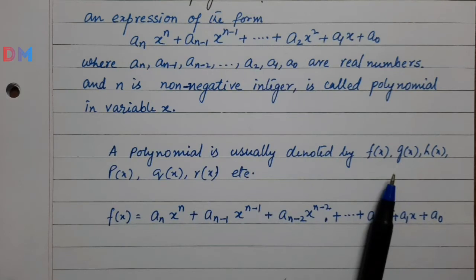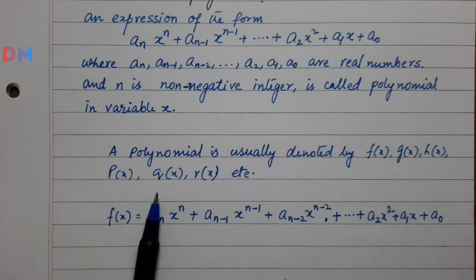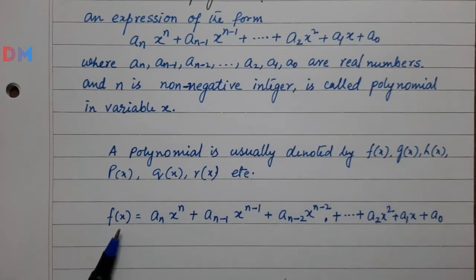A polynomial is usually denoted by f(x), g(x), h(x), p(x), q(x) or r(x), etc. So we can write a polynomial f(x) as a_n x to the power n plus a_{n-1} x to the power n minus 1 plus a_{n-2} x to the power n minus 2 and so on, a_2 x square plus a_1 x plus a_0. So here x is the variable.